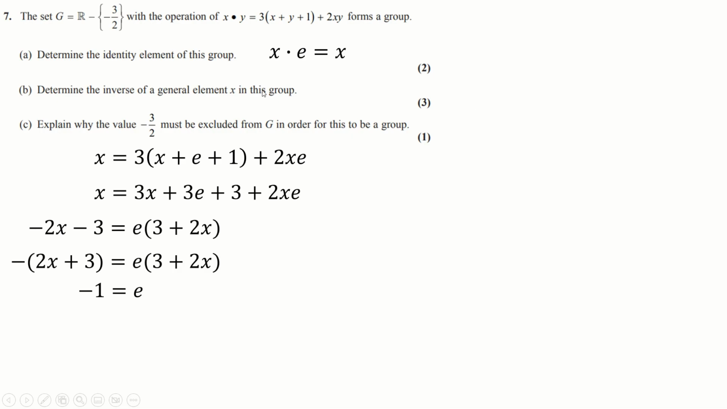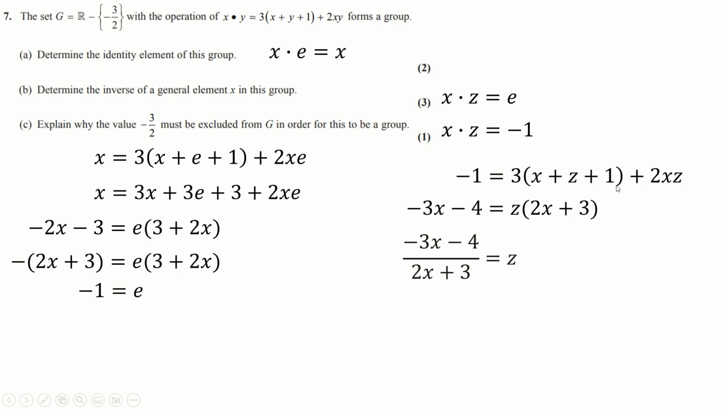The inverse is the element that sends x to e. So x times, let's just call the inverse z. x composed with z would just give you e. But we know e is -1 because we just calculated that. And we know x composed with z is just this with some z's in it. So we can just put that in. And again, we'll just rearrange this for z in the same way. And we end up with this here, which I think is the answer that it wanted.